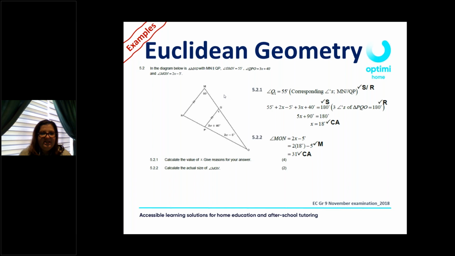Angle N should be 94 because there are corresponding angles M, N, Q, P. Okay, so it will be 3 times 18 plus 40. It will probably be 94. Well done. Remember the triangle that I refer to is this triangle over here, so triangle QPO. This is the triangle that we used in our calculations.